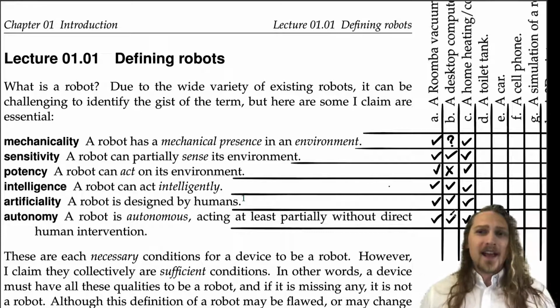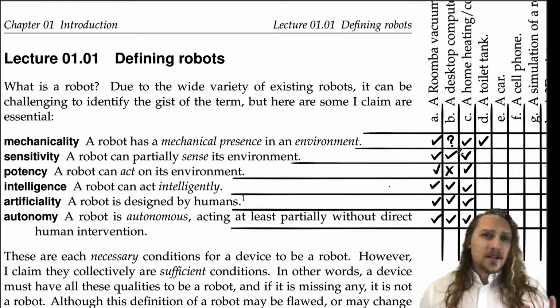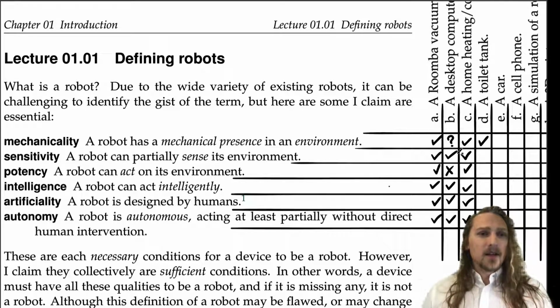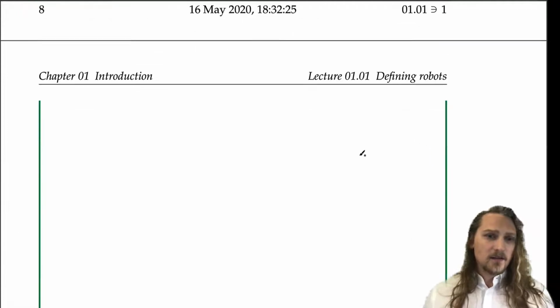Okay, a toilet tank. Could you come up with a less high-tech sounding device? But let's see, it's certainly a very mechanical device. Sensitivity. It can at least partially sense its environment. Well, you don't think of a toilet as being able to do that. However, there is one mechanism in a toilet that does have a type of sensitivity to it. And I'm speaking specifically of the tank flushing toilets.